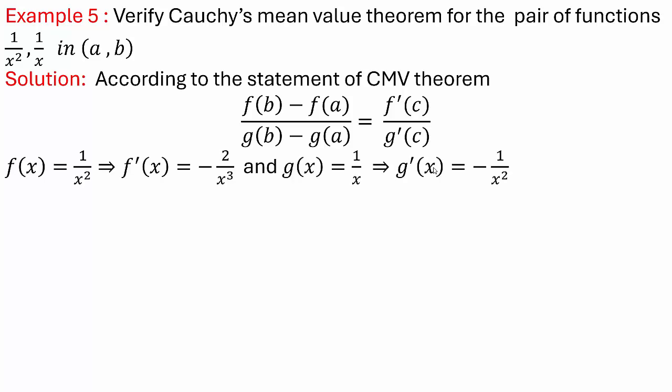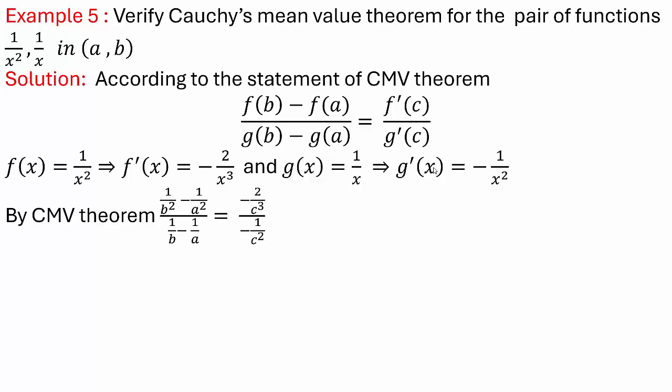Clearly, both the functions, 1 by x square and 1 by x, are derivable functions. f(x) equal to 1 by x square implies that its derivative f'(x) is equal to minus 2 by x cube. And g(x) equal to 1 by x implies that g'(x) equals minus 1 by x square. By Cauchy's mean value theorem, we shall substitute these values in the formula (f(b) minus f(a)) divided by (g(b) minus g(a)) equal to f'(c) divided by g'(c).